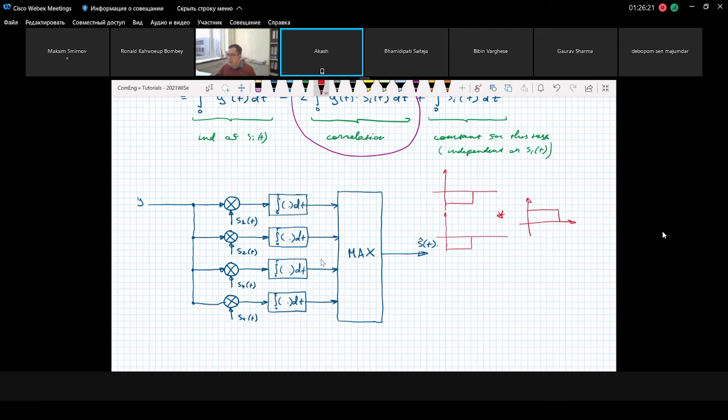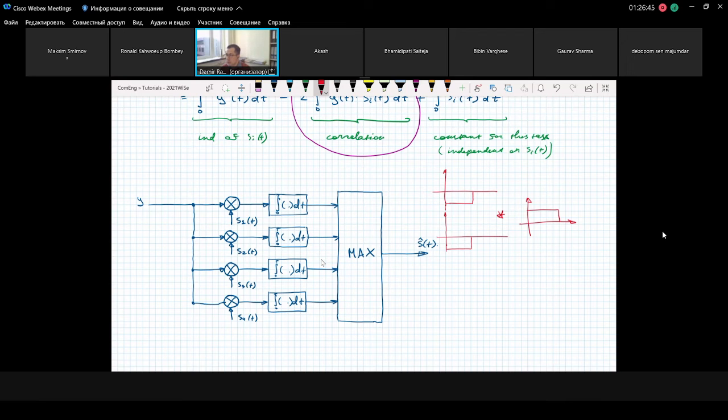Okay. Yeah. Understood. This is the point, that each reference signal corresponds to a specific signal in our signal space diagram, but not a basis function. Yeah. I hope I answered your question, Akash, but please let me know.